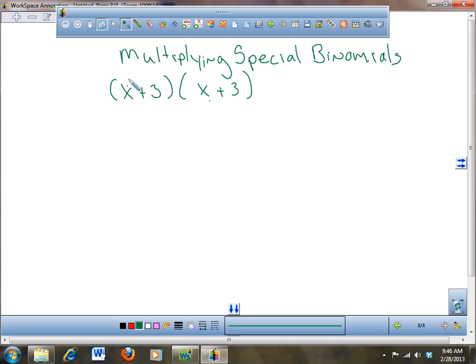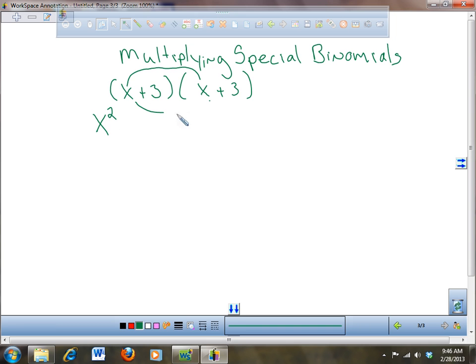And you're going to multiply the two first terms together. What does that give you? X squared. The two outer terms give you 3x. The two inner terms also give you 3x. And the two last terms give you 9. Okay? And then when I combine like terms, I get x squared plus 6x plus 9.